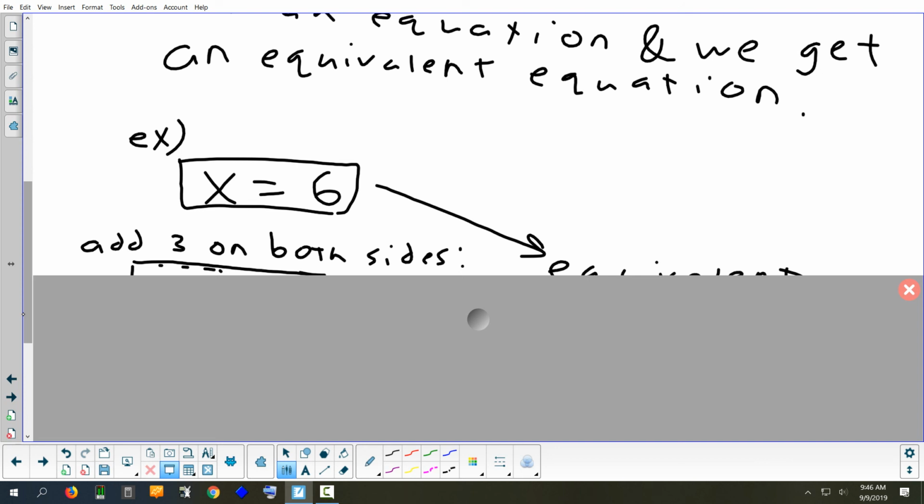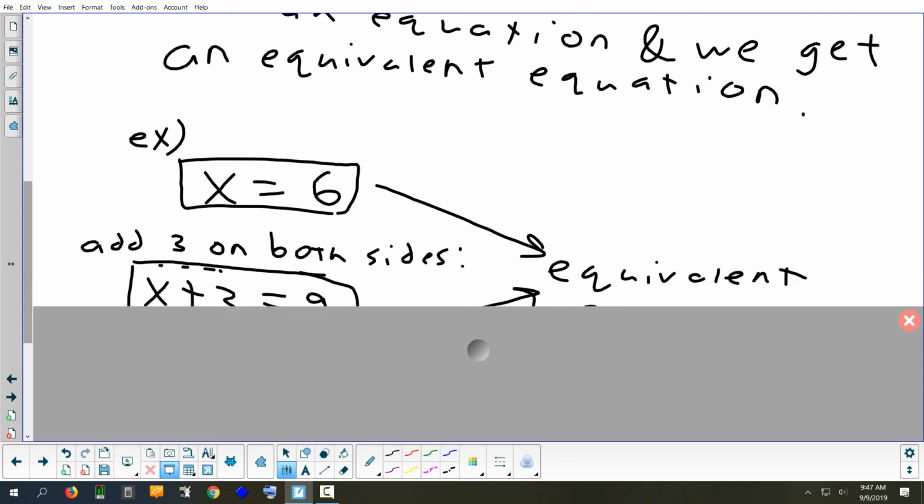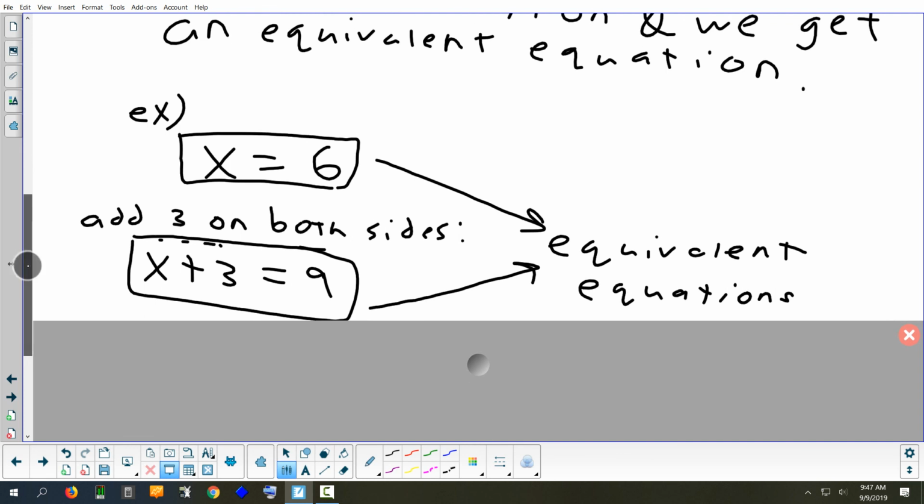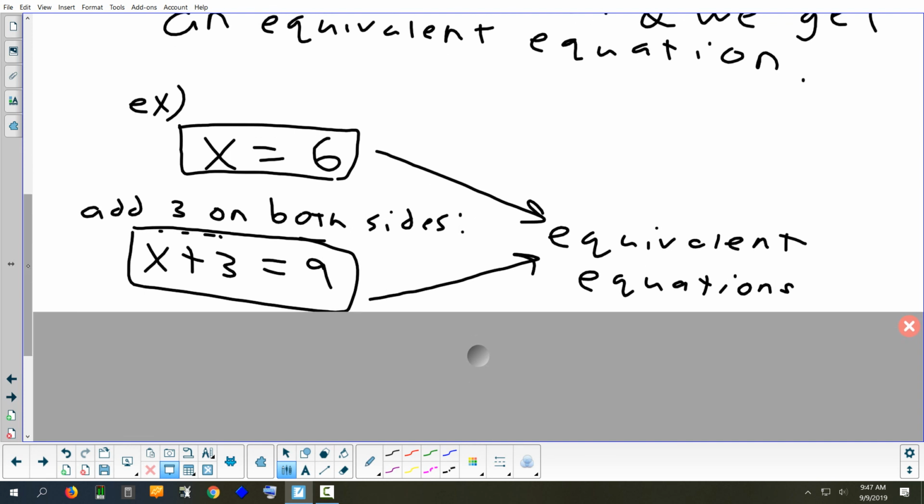What if you added 3 on the left? Can you combine a number and a letter? No. So what would you write if you put X plus 3? Just 3 plus X, or X plus 3, same thing. Does everyone agree we did the same thing on both sides? Yeah. Okay, so what's the answer to this bottom equation?